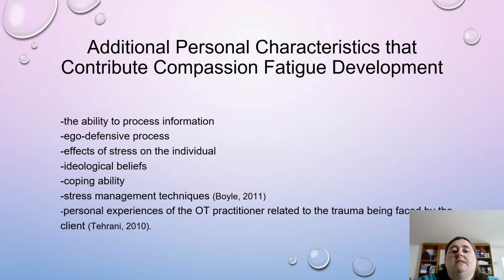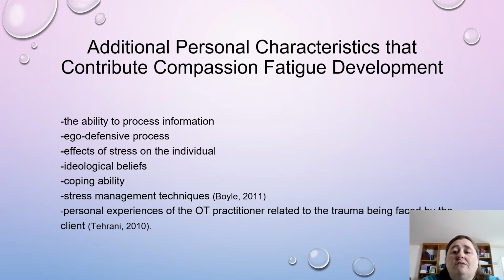Additional personal characteristics that we should consider when thinking about the things that contribute to the development of compassion fatigue. We also need to think about the person's ability to process information. We also need to think about their ego defensive process, which is an unconscious psychological process that helps the person to deal with anxiety or negative feelings that may come from an internal or external environment of whatever sort. That could be anything, including your patients and your clients and their trauma that they bring to the table when you are working with them.